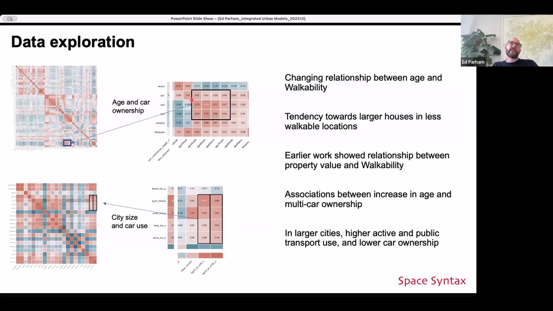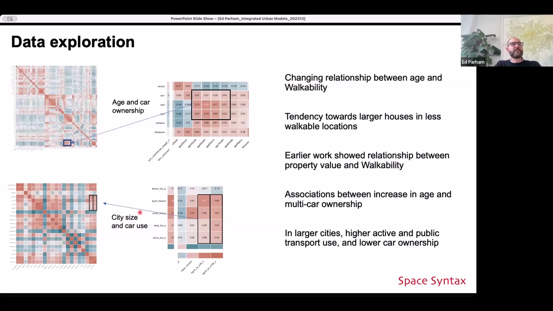Other things that were really interesting, car ownership increases at certain ages. Below 44, you get a negative correlation with car ownership. Once people get to 45, car ownership increases, and double car ownership increases. Again, is that happening because the bigger houses that people live in when they're that age are in the less walkable locations? There's a whole load of difficult things to unpick.